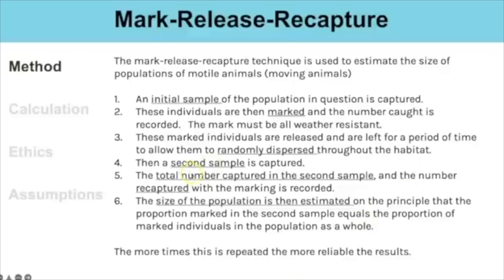And when you take your second sample, the total number captured in that sample is recorded, as well as how many you recaptured that had the marking on them. And the size of the population can then be calculated using that information. But as with all sampling, the more times you repeat it, the more reliable your results should be.